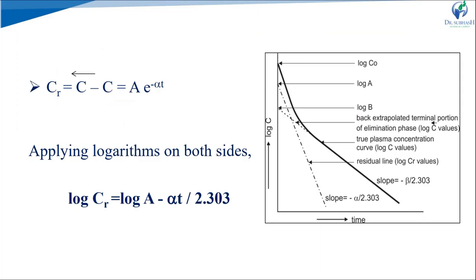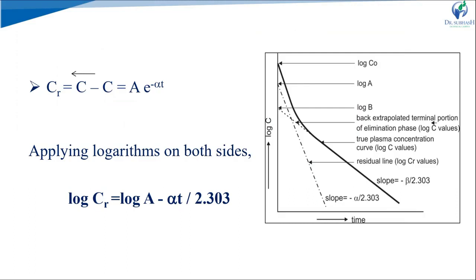So now we have to go for the graph, log C versus time. In that, the two plasma concentration curves are there. Initially there is a rapid decline, then a slow decline in the elimination phase. From that we have to find out the slope, and from that the beta value. Then the extrapolated minus true plasma concentration, extrapolated minus true, so we have to get the residual line.